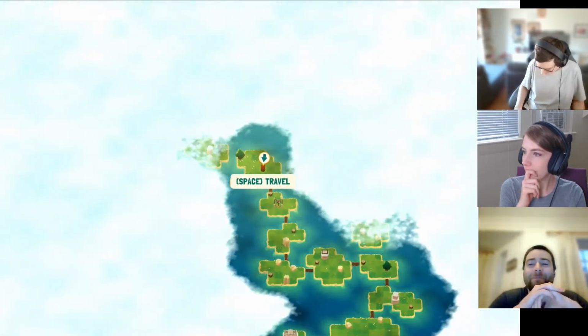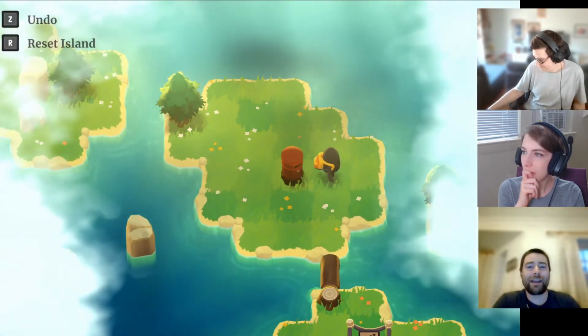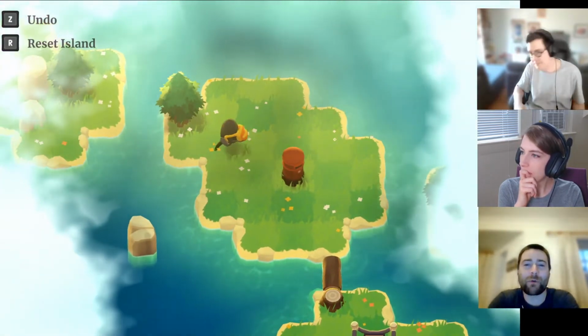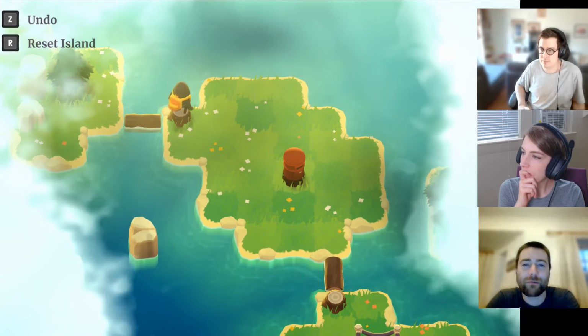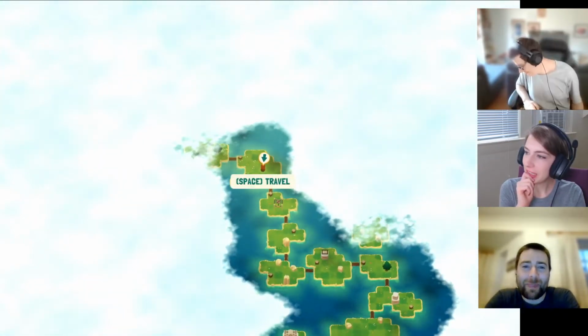What the fuck? So obviously the way you get around, the way that monsters get around the world is through magical post boxes. I see that now, yeah. That makes sense.